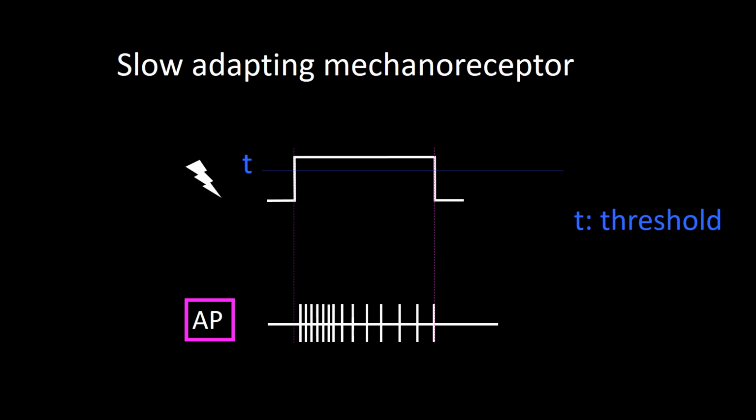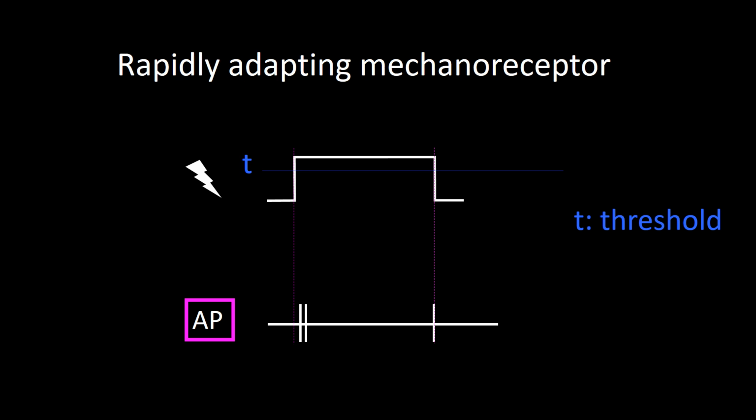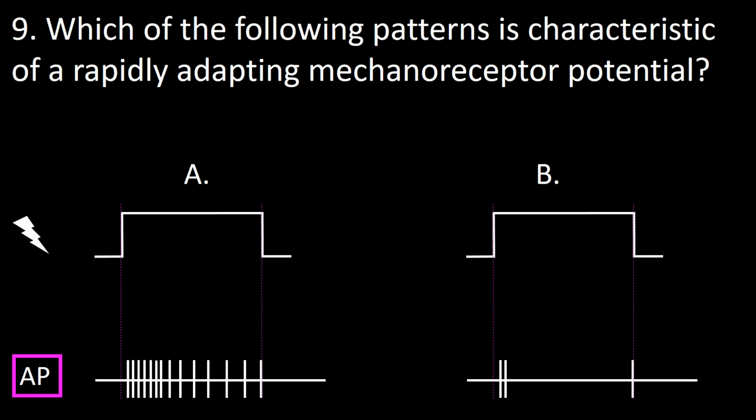Slow adapting mechanoreceptors continue producing trigger zone action potentials as long as the stimulus-provoked baseline elevation is above threshold, thus leading to axonal action potentials throughout most of the duration of the stimulus. Rapidly adapting mechanoreceptors generate action potentials at the beginning and at the end of the stimulus, because it is only then that trigger action potentials are generated. Thus, axonal action potentials will only be present at the onset and at the end of the stimulus. So the answer to this question is B.